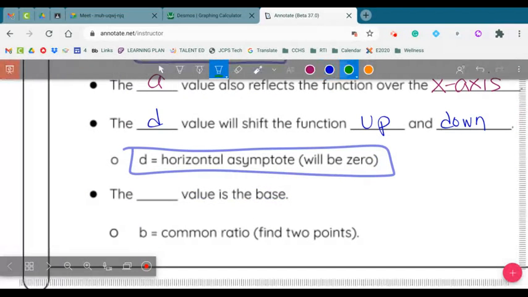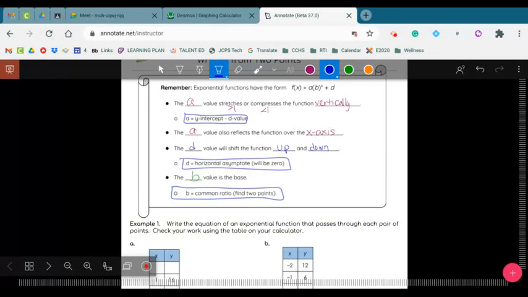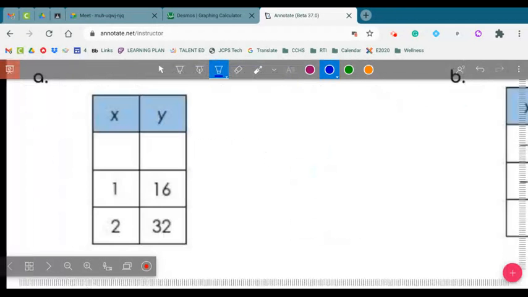And then the last thing we have is our b value, which is our base. For this one, we're still going to be finding our common ratio. We'll just be given the points, so we don't have to find them on the graph. It says, write the equation of an exponential function that passes through each pair of points. Check your work using a table on your calculator. After we get the equation, go and graph it in your calculator or in Desmos and see, does the table of points match the equation that I created? So you can check your work on these.